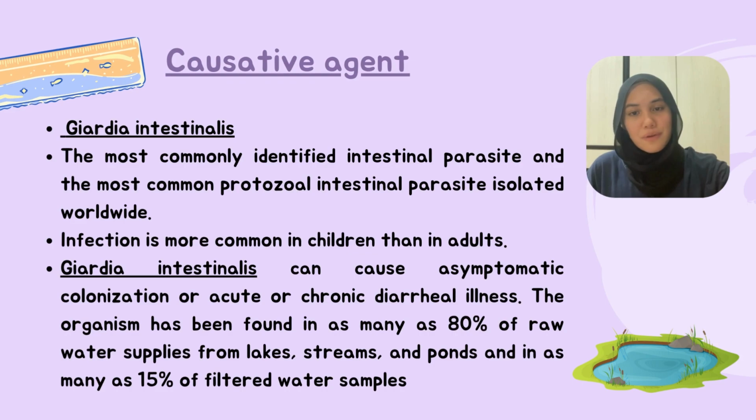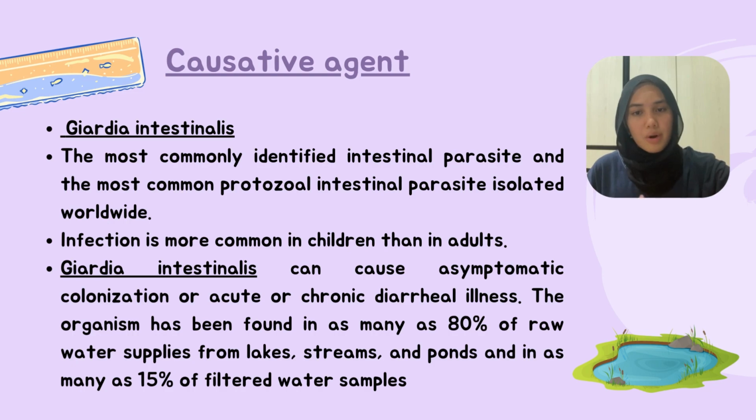Next, I'm going to present about the opportunistic infection caused by giardiasis. The causative agent for this infection is Giardia intestinalis. It is the most commonly identified intestinal parasite, and it is the most common protozoal intestinal parasite isolated worldwide. And this infection is more common in children than in adults. Giardia intestinalis can cause asymptomatic colonization or acute or chronic diarrheal illness.